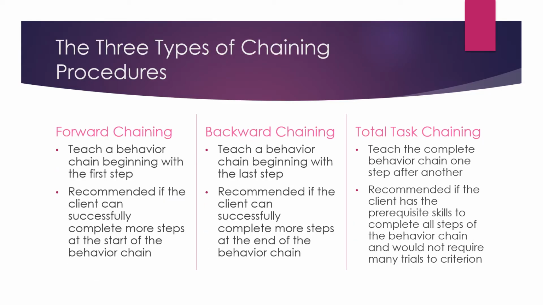So let's talk about the 3 types of chaining procedures. We've got forward chaining, backward chaining, and total task chaining. So with forward chaining, you teach a behavior chain or a task beginning with the first step, and it's usually recommended if the client can successfully complete more steps at the beginning of the behavior chain versus the end. With backward chaining, it's the opposite. You teach a behavior chain beginning with the last step, and it's usually recommended for clients that can successfully complete more steps at the end of the behavior chain versus the beginning.